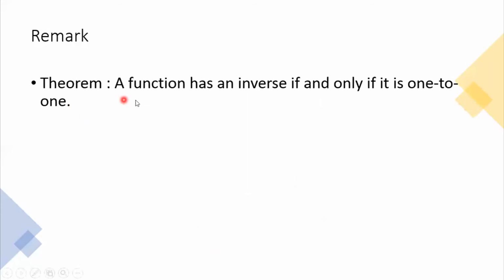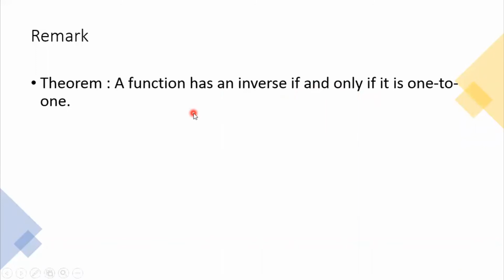So we have here important remarks to remember. We have a theorem: a function has an inverse if and only if it is 1 to 1, which means a function has an inverse if it is 1 to 1. Now, if it is 1 to 1, then it has an inverse. That's why we are using the if and only if here.